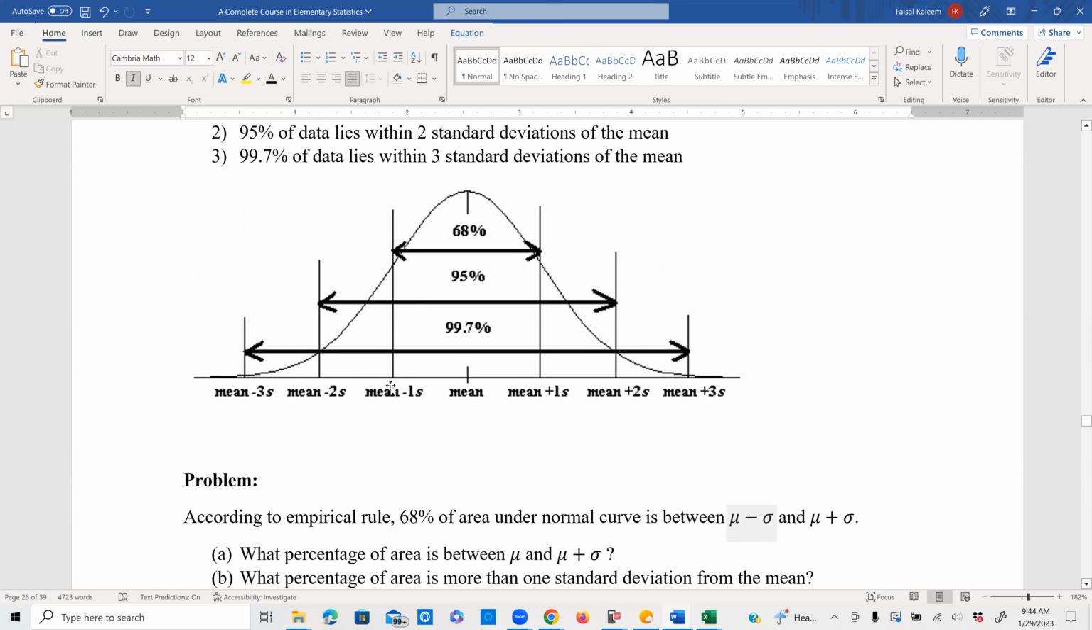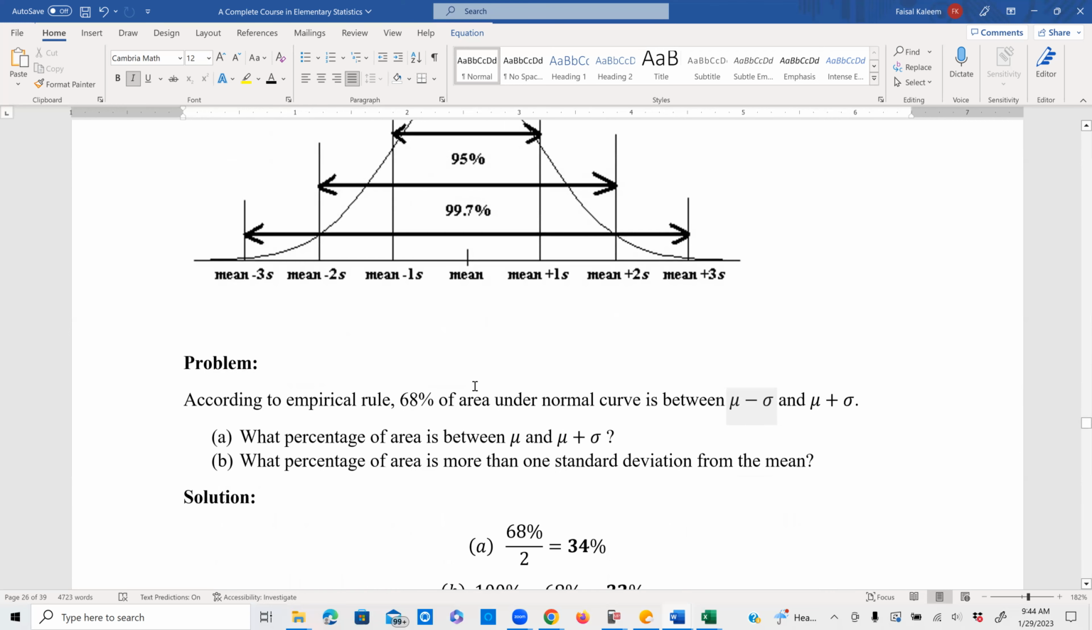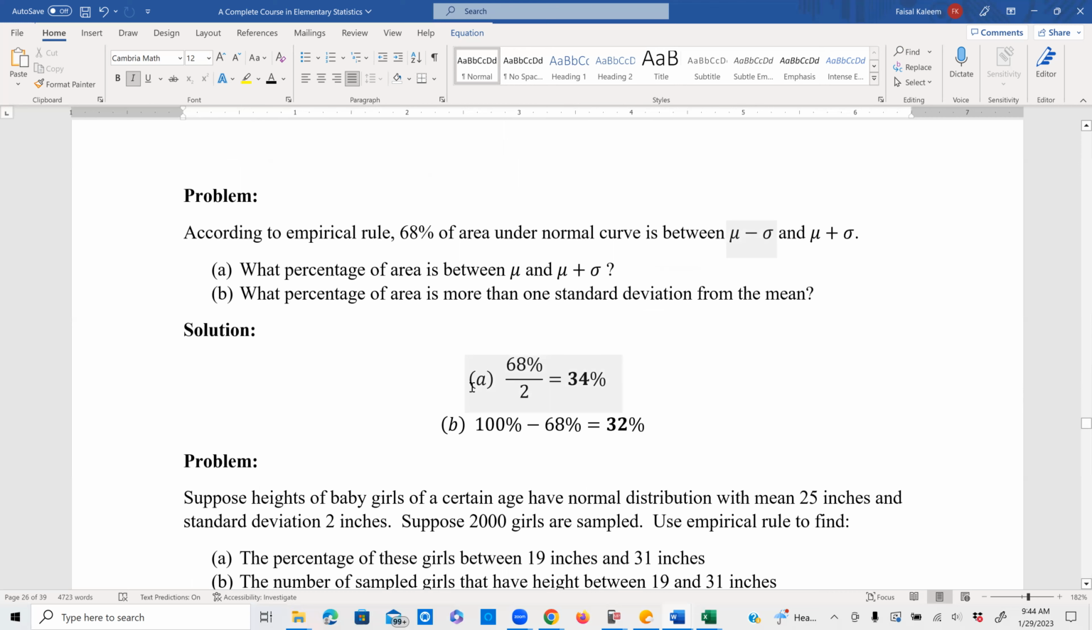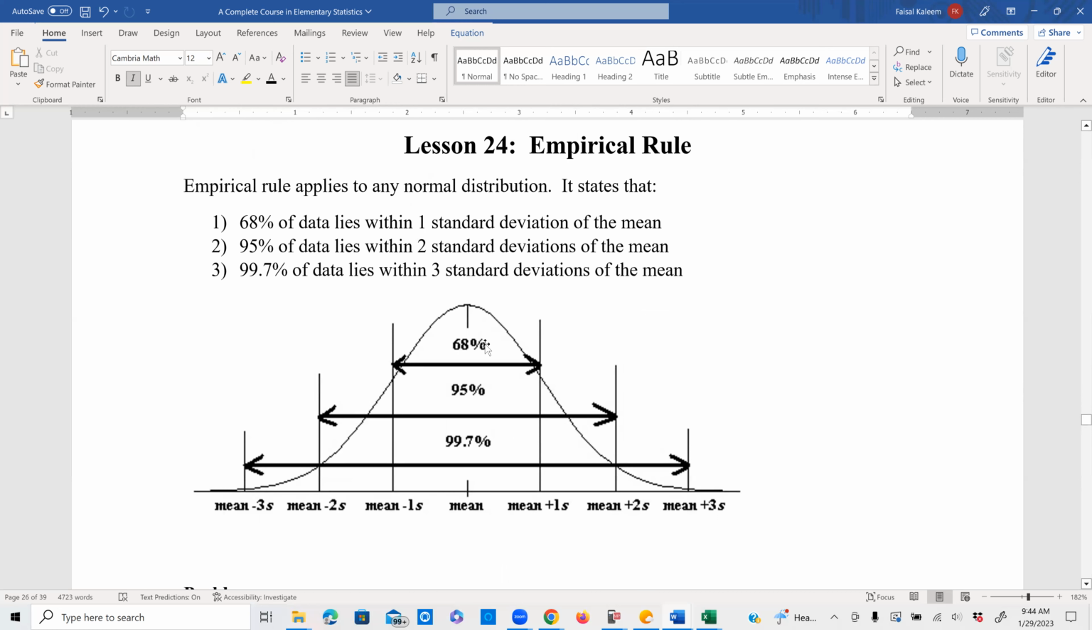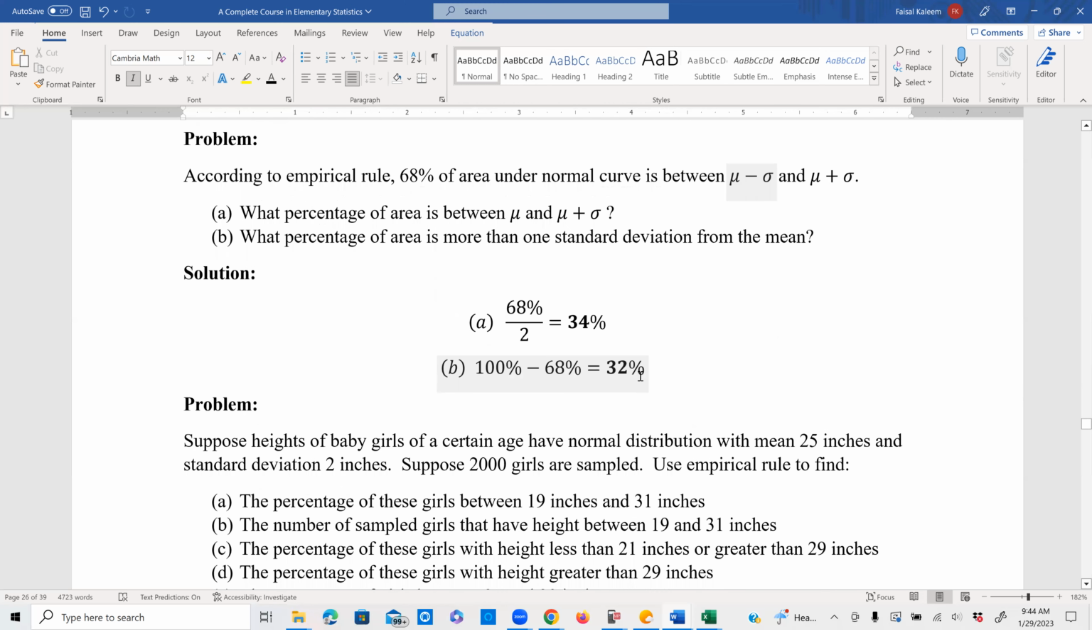Within 1 standard deviation means 1 standard deviation on the left and 1 standard deviation on the right of the mean. So this total area is 68%. They are asking how much is between the mean and just one side. So that's just half of the 68, which is 34%. And then they ask what percentage of area is more than 1 standard deviation from the mean. Within 1 standard deviation, we have 68%. The part outside this range is more than 1 standard deviation on this side and this side. So that's 100 minus 68, which is 32.